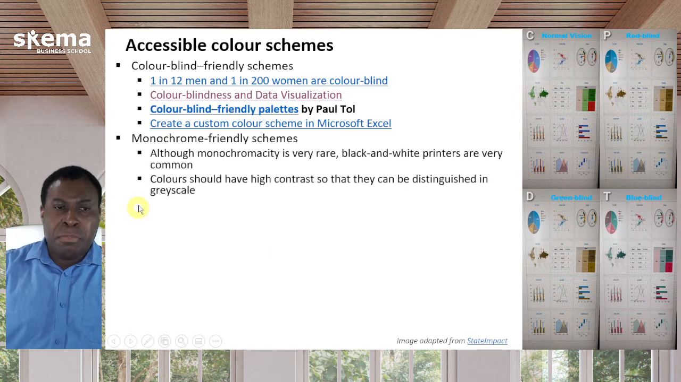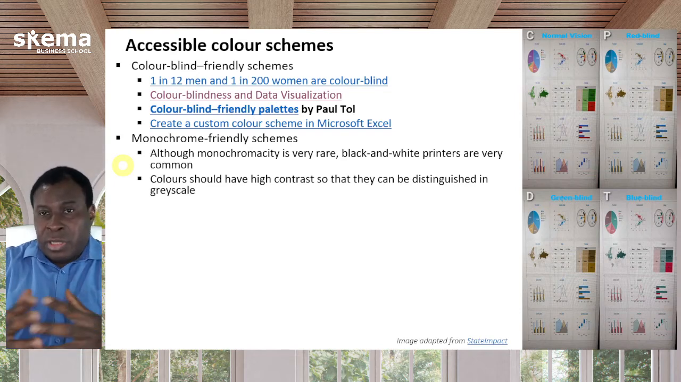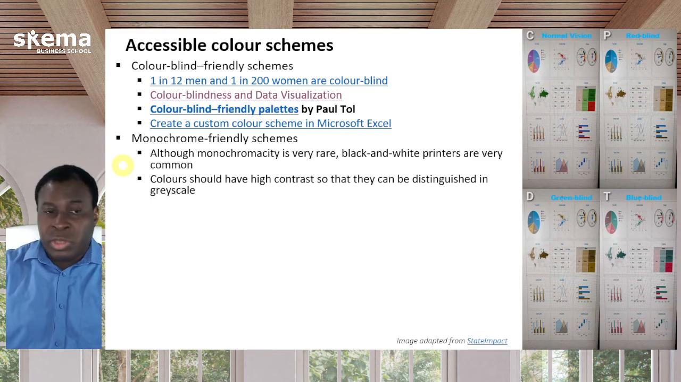Much rarer is monochrome vision, which means people who cannot perceive any color at all. That's extremely rare. But what is not extremely rare are people printing your data visualizations on monochrome printers. That is black and white printers with no color. You might have a lovely color scheme visualization, people print it, and they cannot distinguish what you're trying to tell. So considering how your visualization would look in monochrome, the absence of color, is very important.